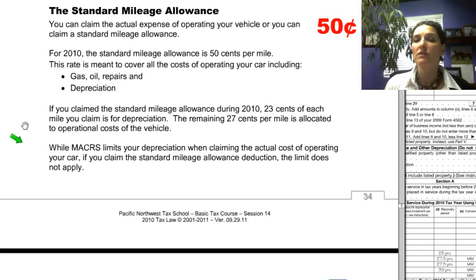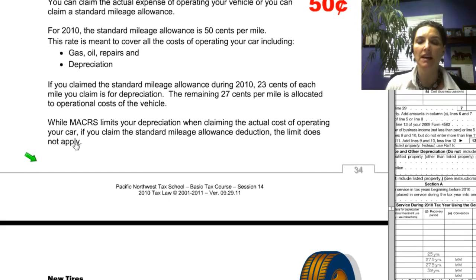That only matters really when you go around to sell the vehicle or figure your adjusted basis in the vehicle. In terms of calculating the actual deduction you enter on your tax return, you simply claim 50 cents for each business mile driven. So while Makers limits your deduction when claiming actual cost of operating your car, you can basically avoid having to deal with that limit if you claim the standard mileage allowance instead.